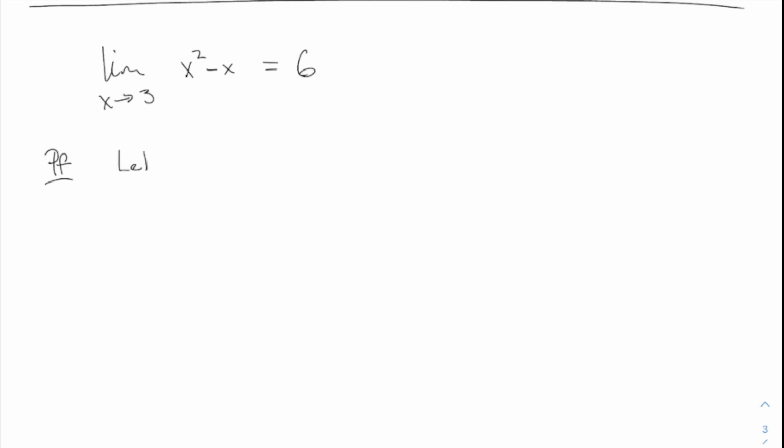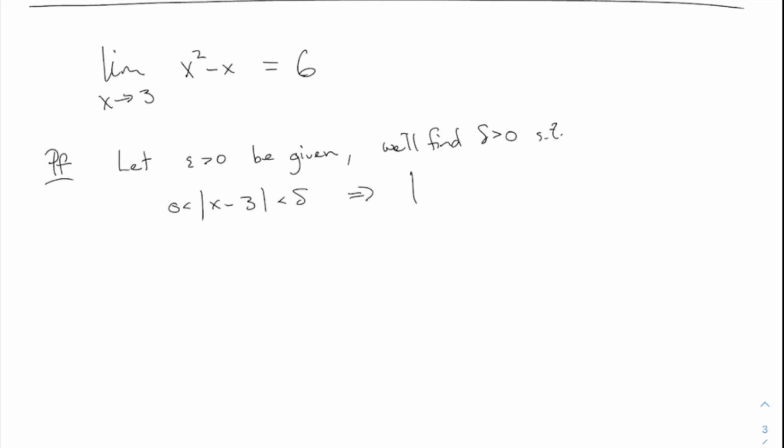So I have my usual preamble here. The pledge. Let epsilon greater than 0 be given, and then we'll find delta greater than 0 such that 0 less than absolute value of x minus 3 less than delta implies absolute value of f of x, which is x squared minus x minus 6, less than epsilon. All right.